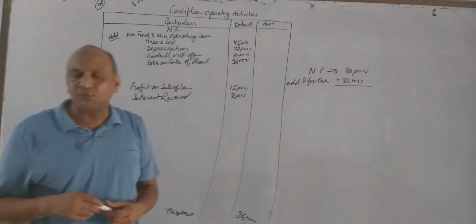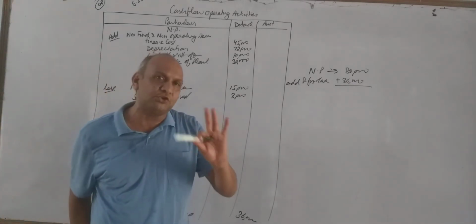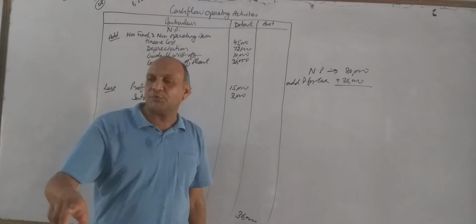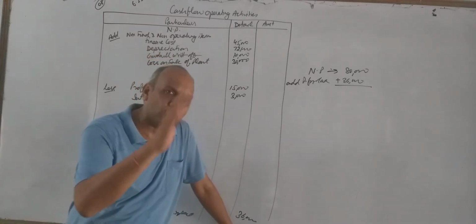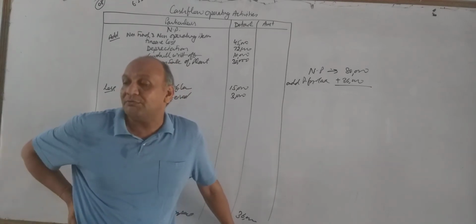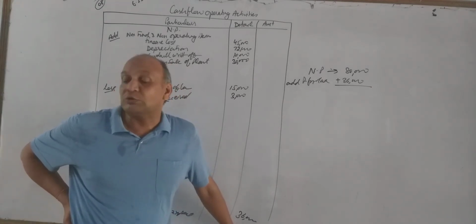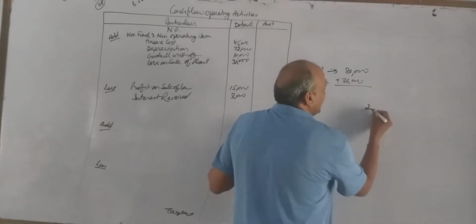So in this way we are able to complete our revenue from operation. After revenue from operation we have given note number 1, note number 2, note number 3, all done. After that we have given additional information, 2016, 2017.